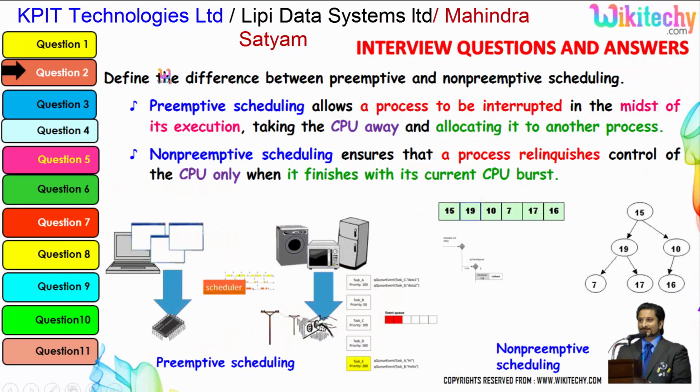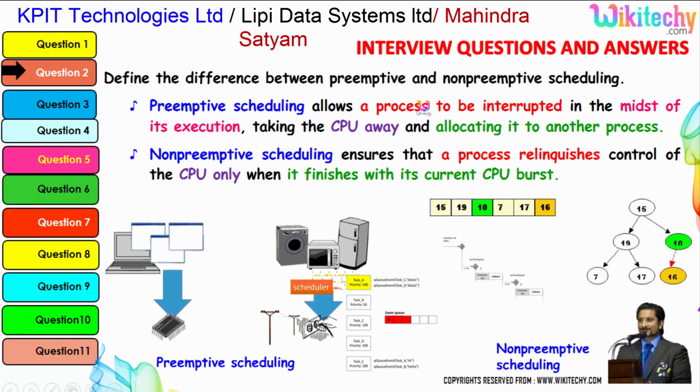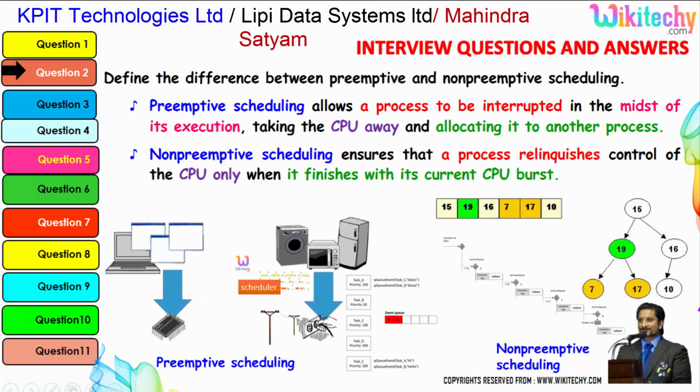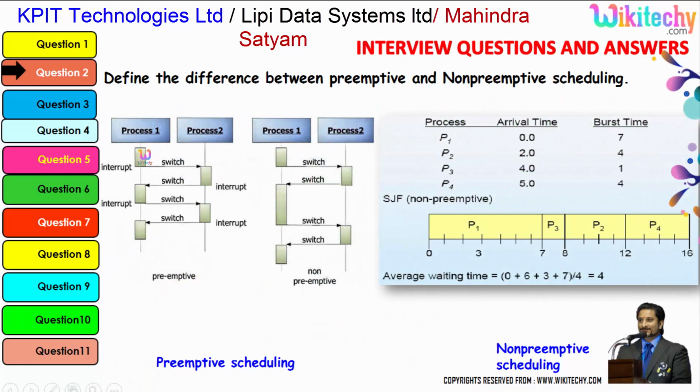Now let's talk about the differences between preemptive and non-preemptive scheduling. Preemptive scheduling is nothing but, you can see this one, I have my process 1 and process 2. Once process 1 is executing, if process 2 comes into the picture, automatically there is an interrupt, switching over to process 2 to execute for some time, and switch back to process 1 to execute, then switch back to process 2 to execute. So this is called preemptive scheduling.